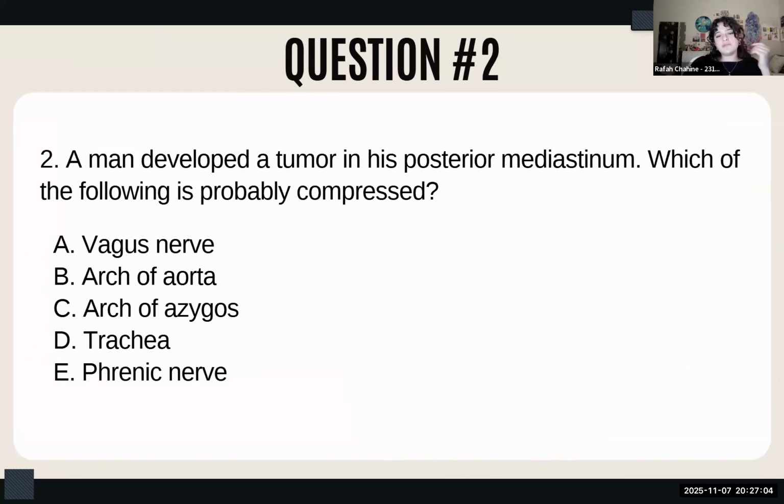Question number 2. A man developed a tumor in his posterior mediastinum. Which of the following is probably compressed? C. Okay. So you're correct, it is C, the arch of the azygos. And we saw it. It's on the right side of the posterior mediastinum.